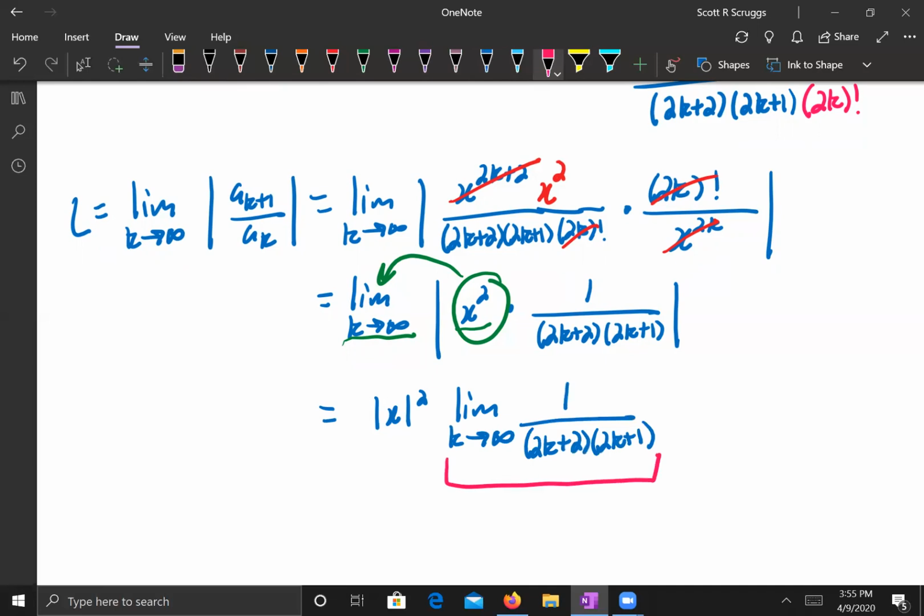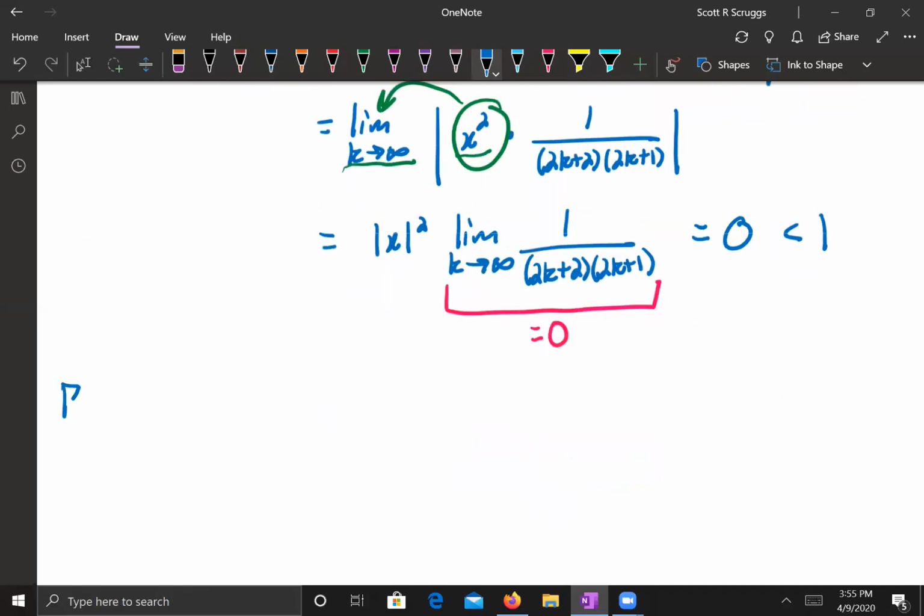Because I have only k's appearing in the denominator and nothing appearing in the numerator, from our tools from Calc 1, that equals 0, which means the whole thing equals 0, which is always less than 1, which means my radius of convergence is infinity, and my interval of convergence is any real number that I could think of.